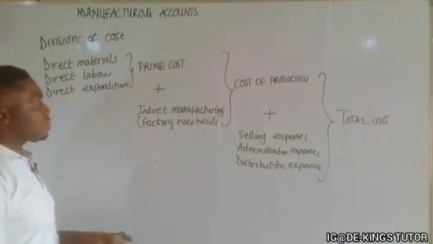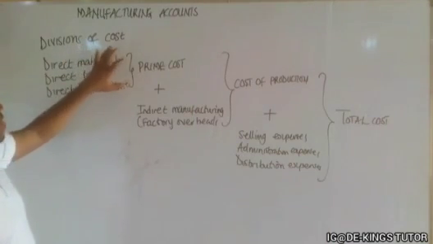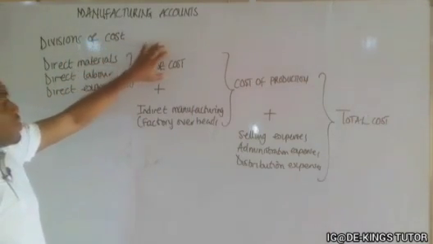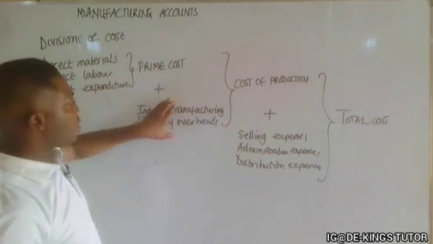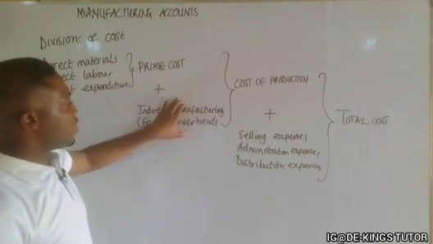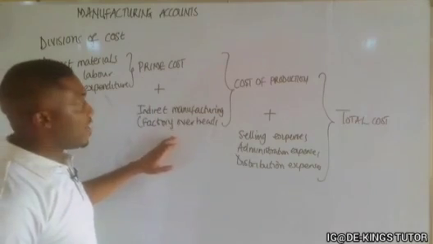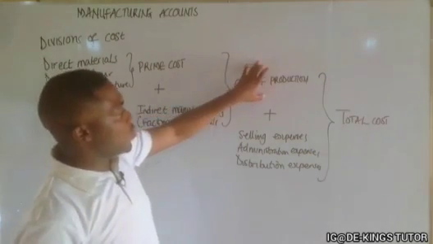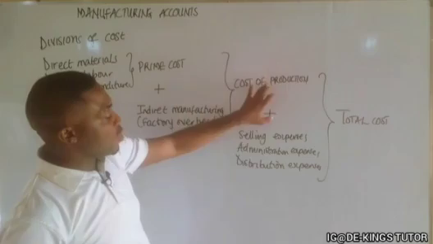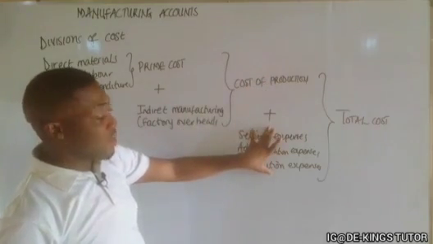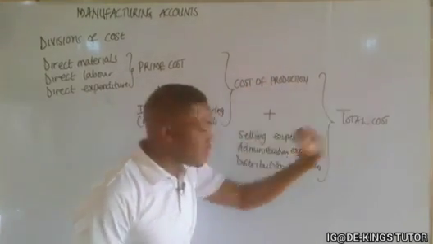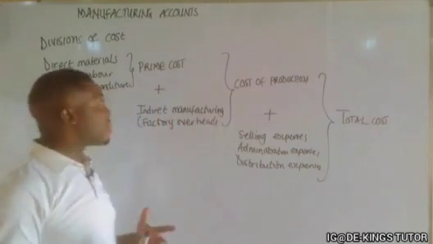So from the direct materials, the summation of all this gives the prime cost. The prime cost plus the indirect manufacturing expenditure, or what we call the factory overhead, added together, gives what we call the cost of production. The cost of production plus all these other expenses is called the total cost. I will explain them one after the other.